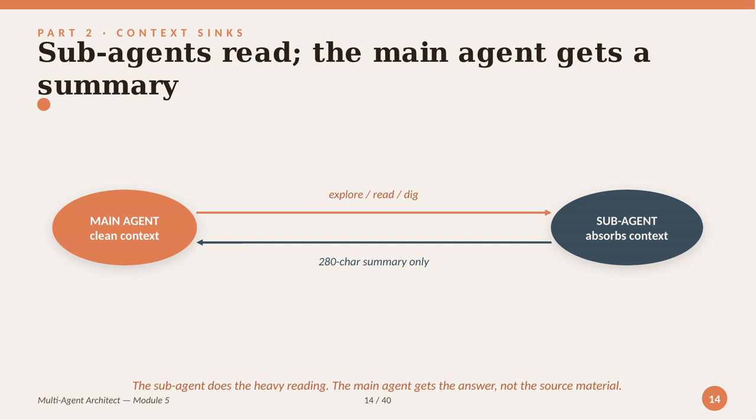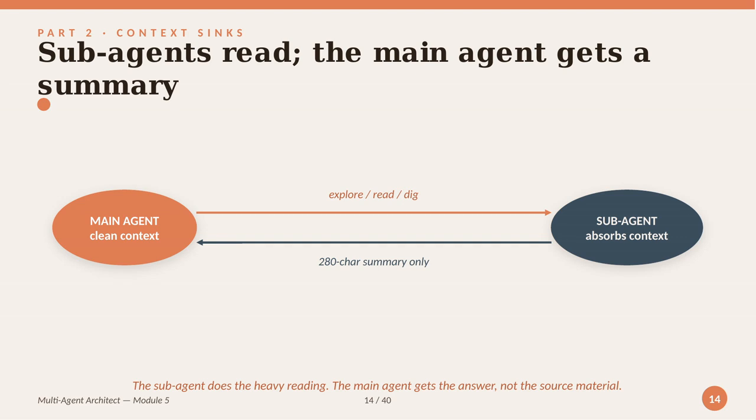Instead of reading it itself and bloating its own context, the main agent dispatches a subagent to do the reading. The subagent absorbs all that context inside its own session, reads the whole thing, reasons about it. The main agent never sees the source material directly. When the subagent is done, it returns a small summary, the answer to the question, not the source material that produced the answer. The main agent's context stays clean. It got the answer it needed without paying the token cost of the source material.